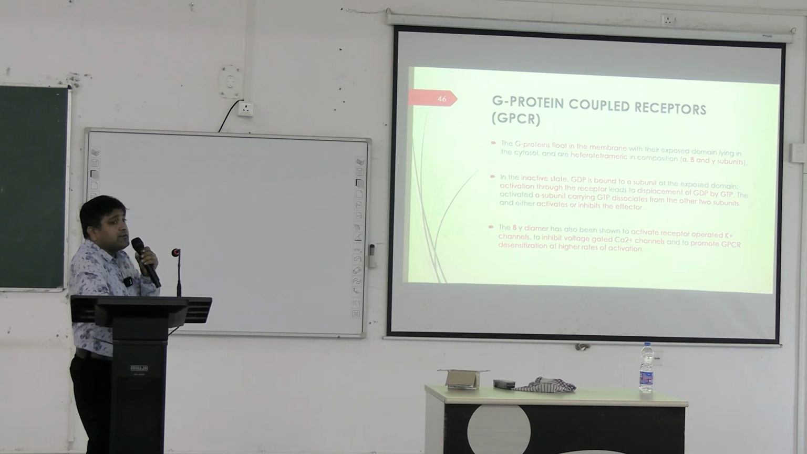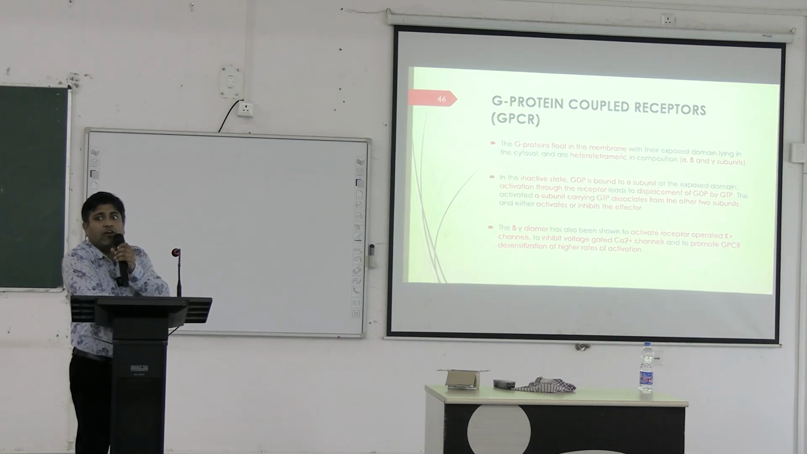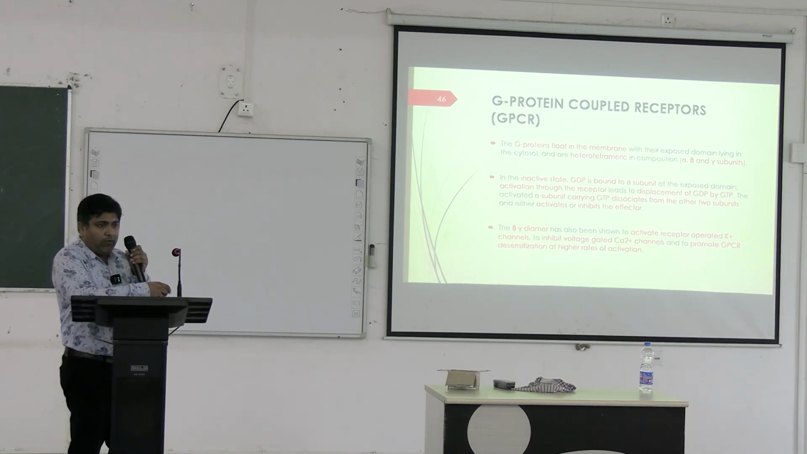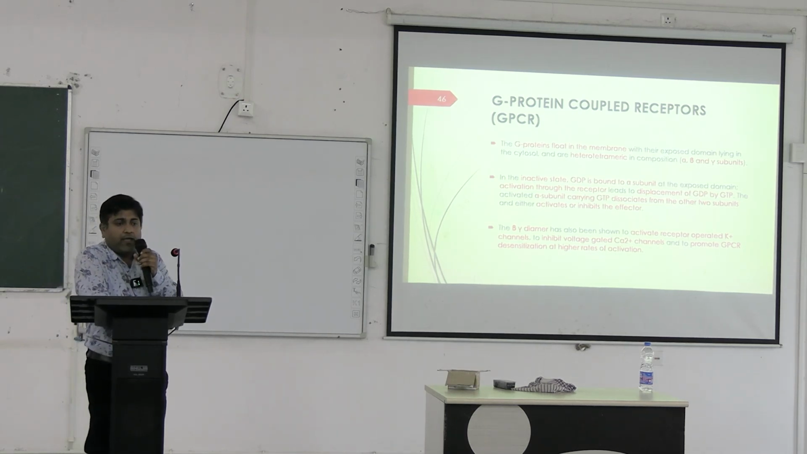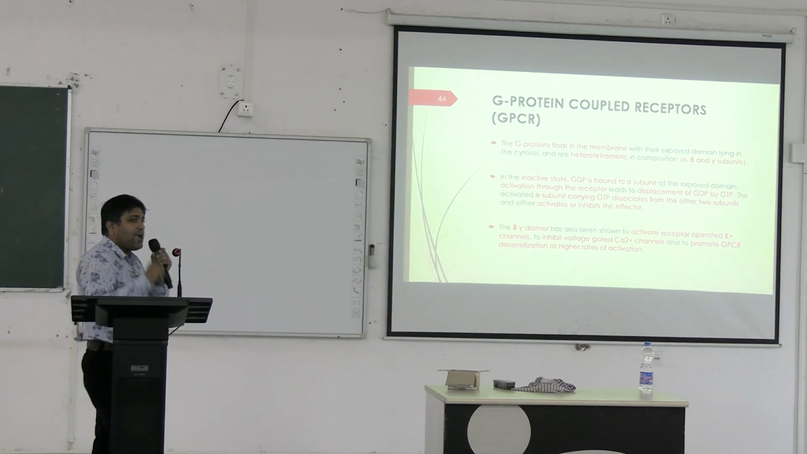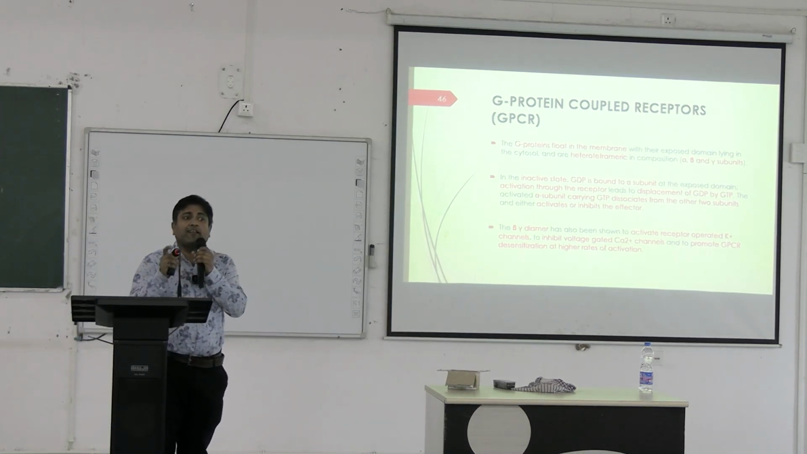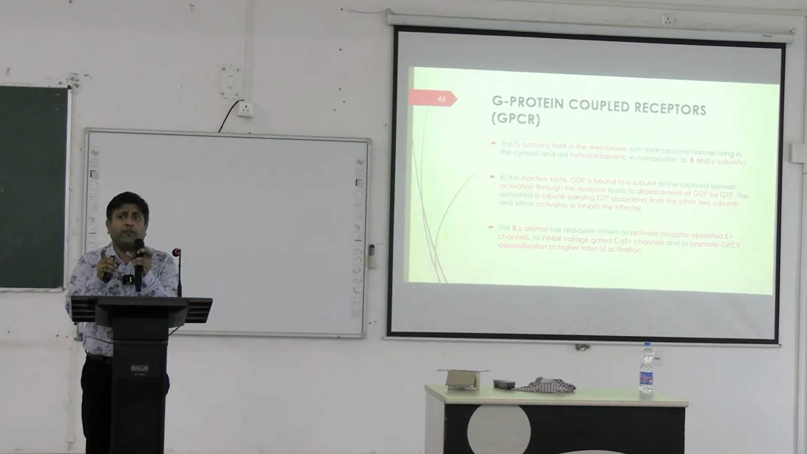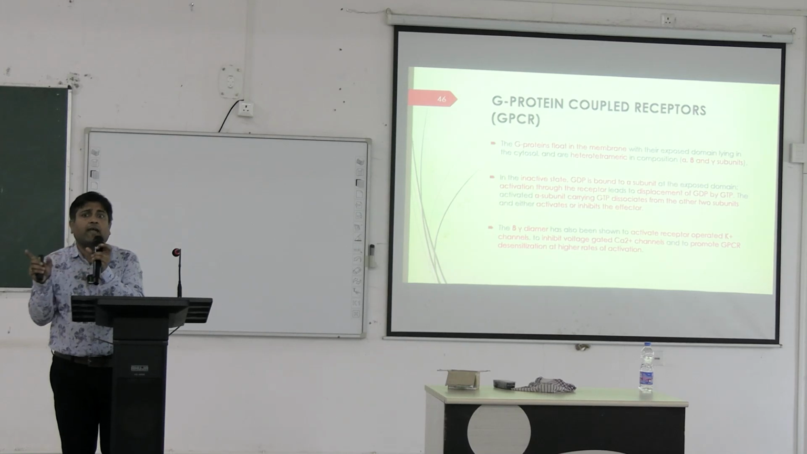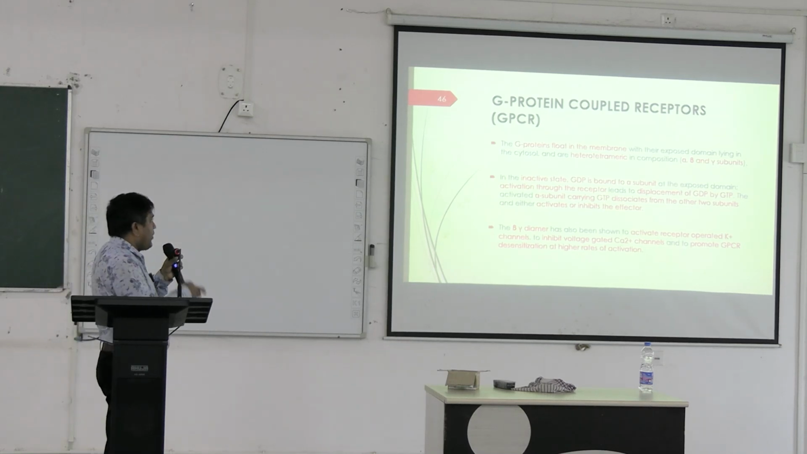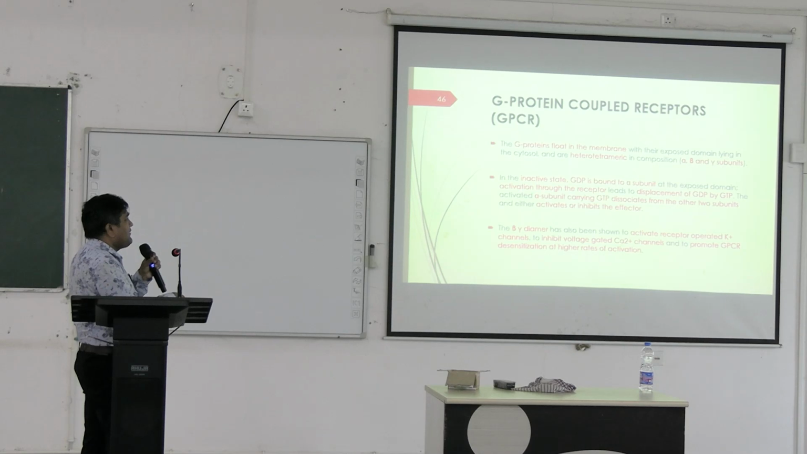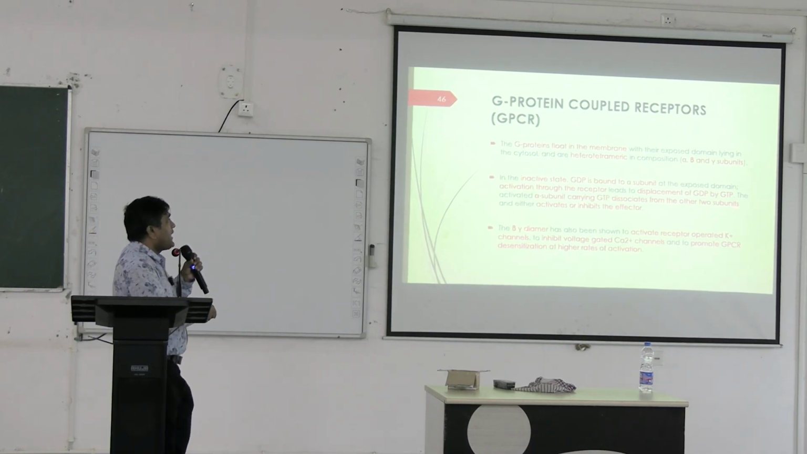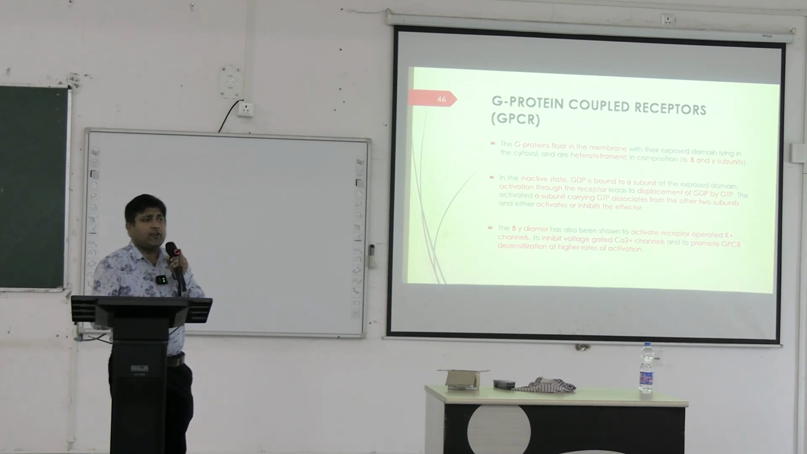Now, when the receptor is activated by the binding of the ligand, what will happen? This GDP will be replaced by GTP, and when the GTP is bound, the alpha subunit gets activated and this GTP alpha subunit dissociates from the beta gamma dimer. The activated alpha subunit carrying GTP dissociates from the other 2 units and either activates or inhibits the effector.